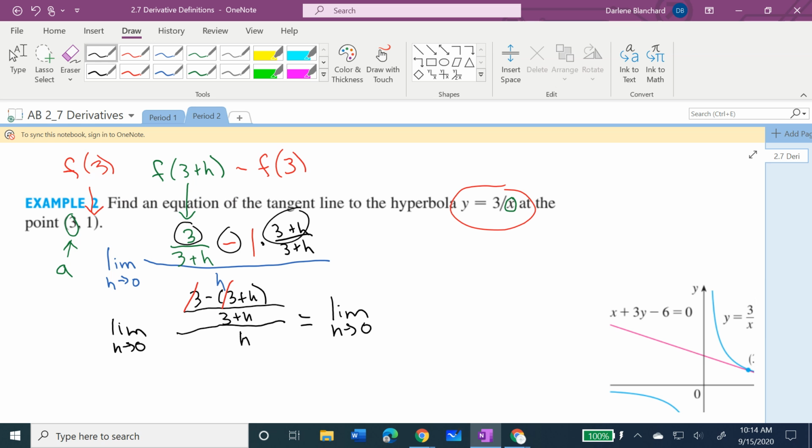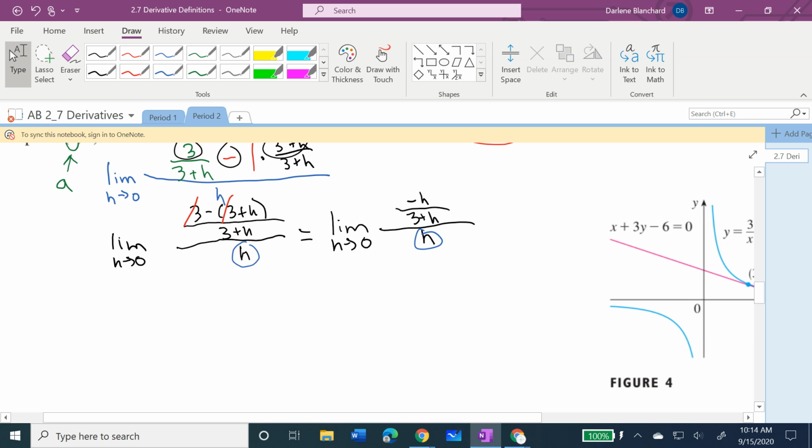And then continue distributing the negative sign through to get a negative h over 3 plus h, and then divided by that h just to make sure you are clear. A little bit of color coding to help you out. Now, that little h over there with the 3s, not a major kill. The real kill is the 0 over 0. That's what we are trying to get rid of in order to solve the limit.